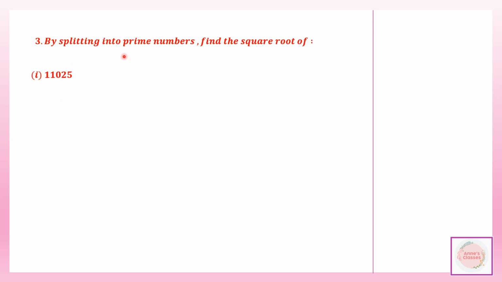Question 3. By splitting into prime numbers, find the square root of these numbers. The first one is 11,025. So we're going to find the square root. Let's put that symbol of square root 11,025. And which is the method we're going to use? By finding the prime factors. So we're going to split it into the prime numbers.